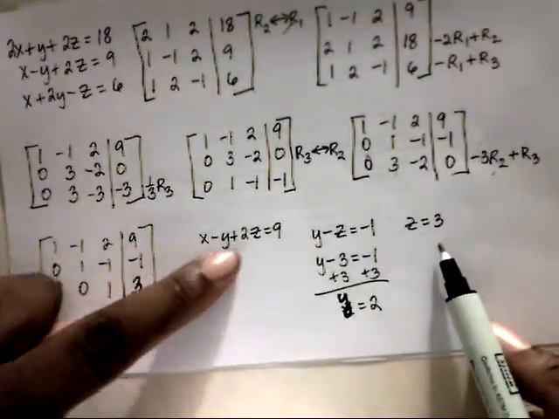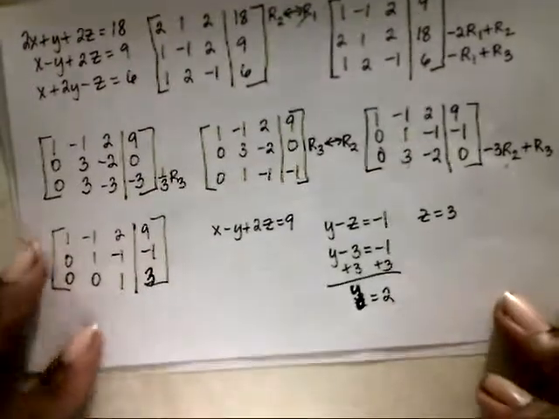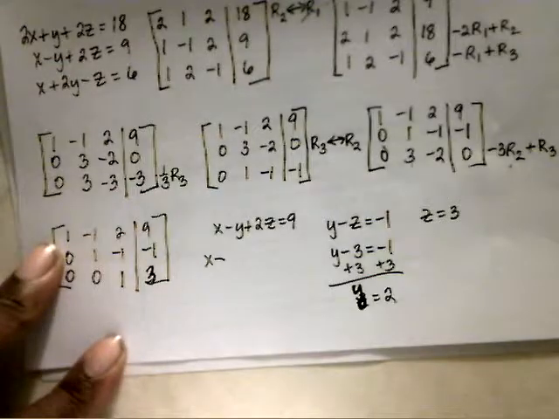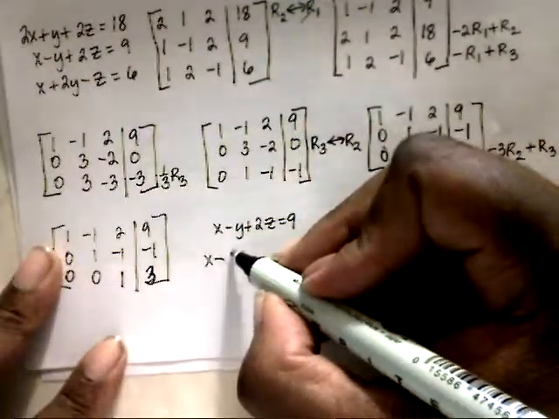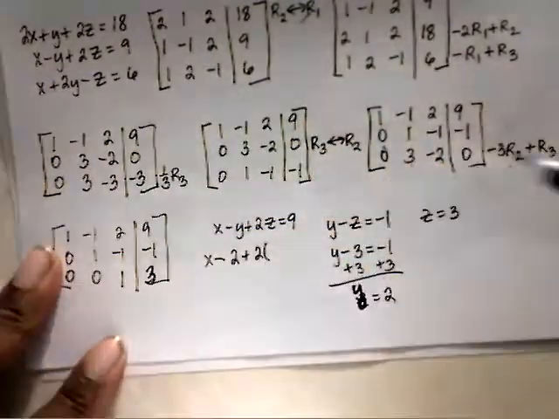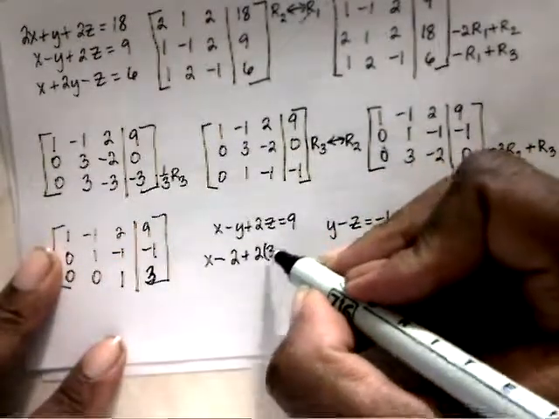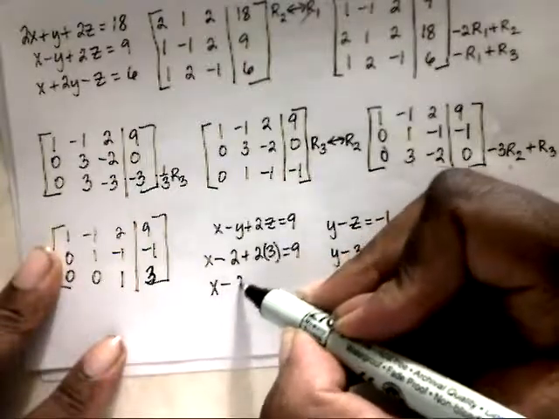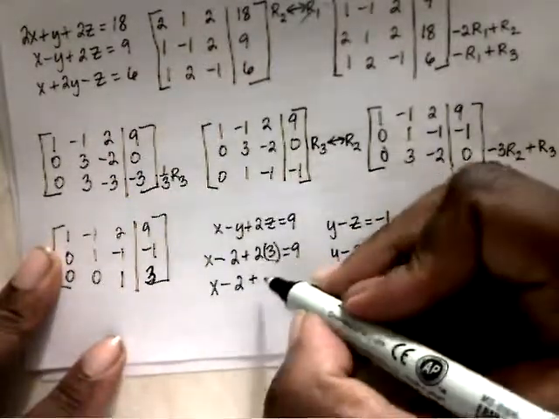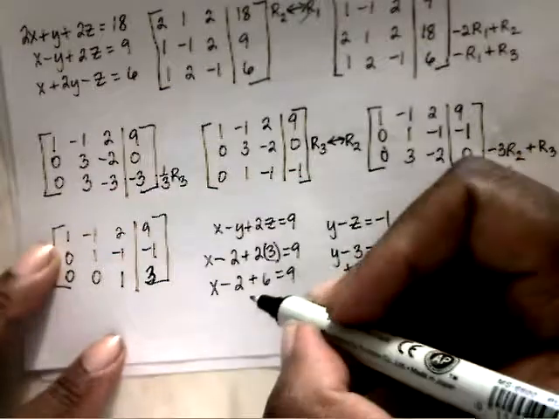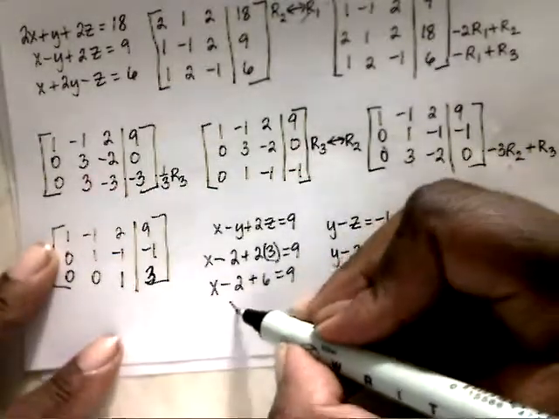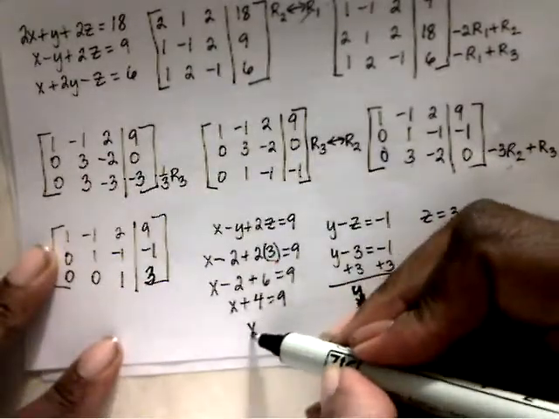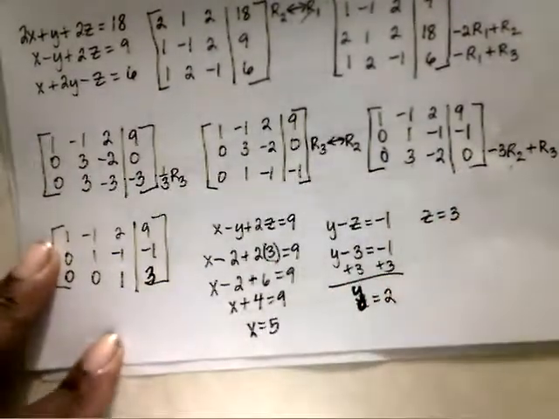Let's replace the y and the z in the first equation to find out what x is. So in this case, we got x minus y, which is 2, plus 2 times z, which is 3. That's equal to 9. Now let's simplify this. x minus 2 plus 2 times 3, that's 6, is equal to 9. Then negative 2 plus 6, that's going to be 4. So x plus 4 is equal to 9, which means x will have to be equal to 5.